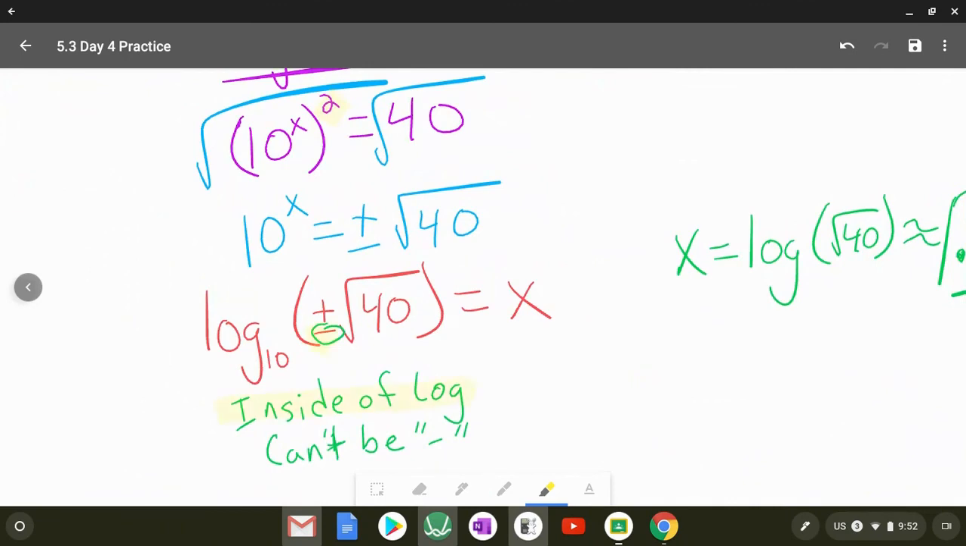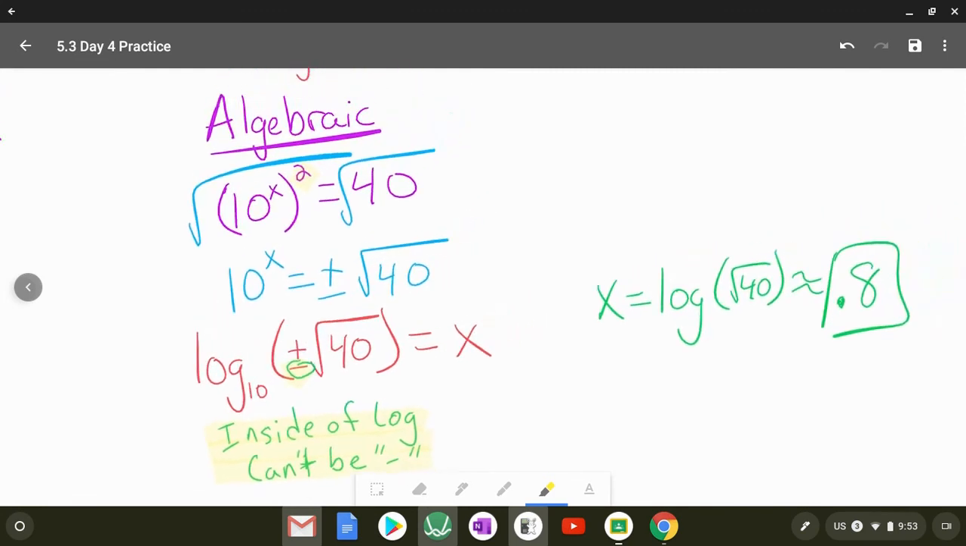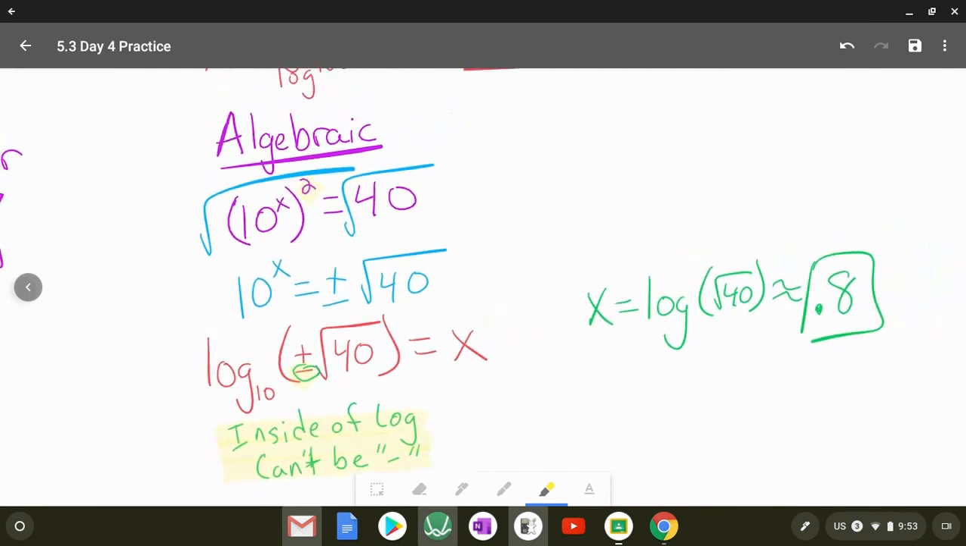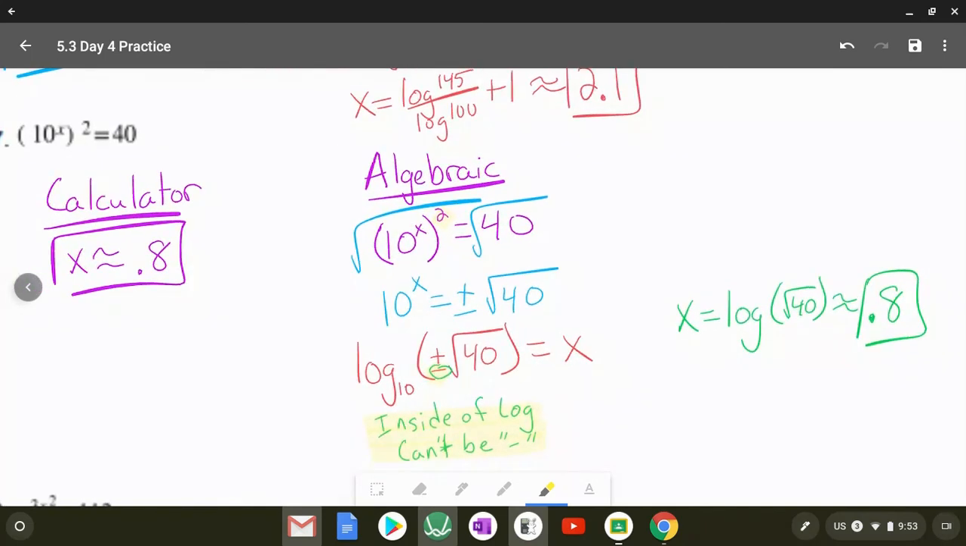We made a little note. We have log base 10 of plus or minus the square root of 40. The inside of a log cannot be negative. So that gets rid of that negative root 40. But we do see that the log of square root of 40 is approximately 0.8. So it shows that our calculator one matched.